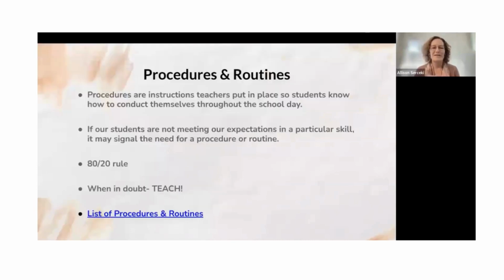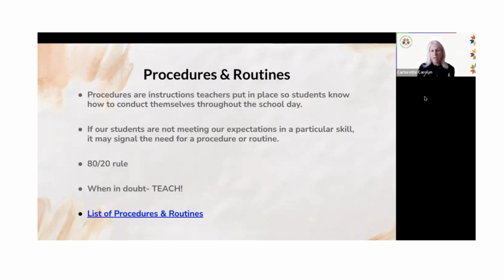So Carolyn is going to overview procedures and routines. Much of our day is embedded in teaching procedures and routines in the hopes that we can teach our kids what our expectations are at any given point of the day, and to give them some kind of structure in order to be successful and meet our expectations. So when we talk about procedures, we're really referring to instructions that teachers put in place so students know how to conduct themselves throughout the day.